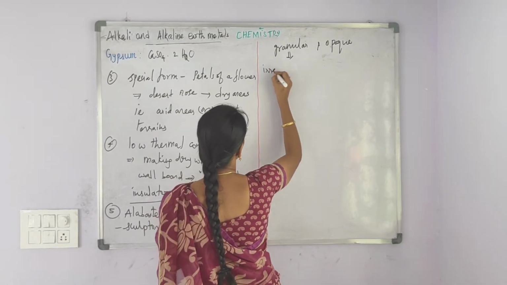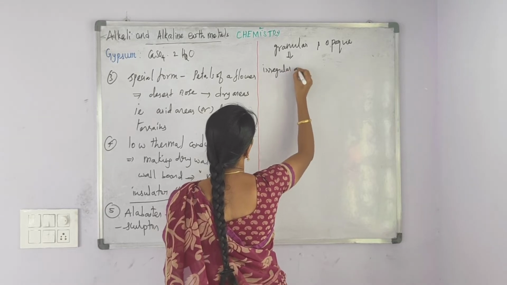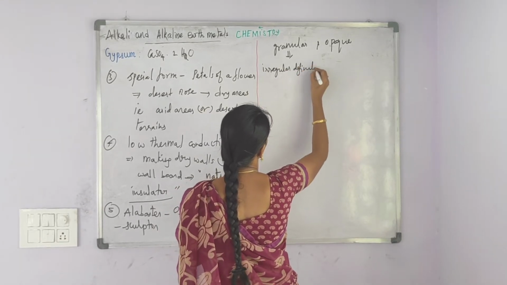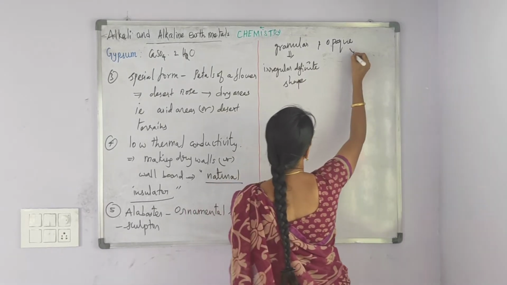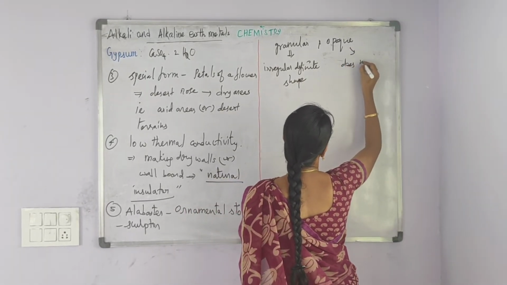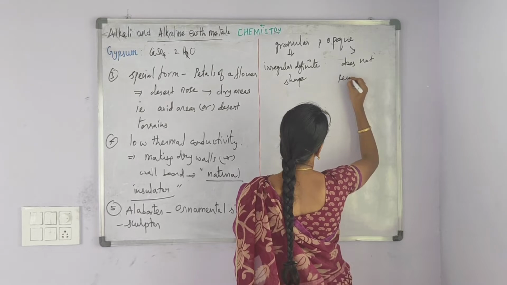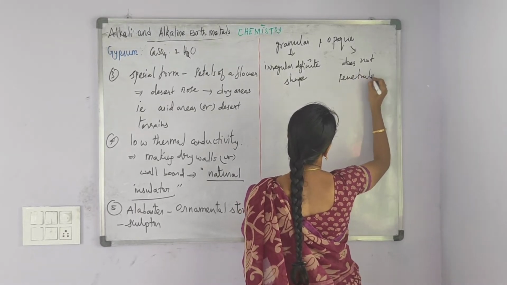Granular, its meaning is irregular, indefinite shape. Opaque, its meaning is does not penetrate light.